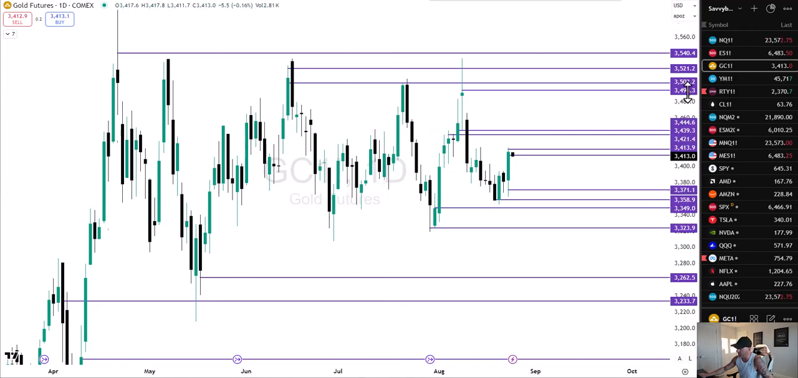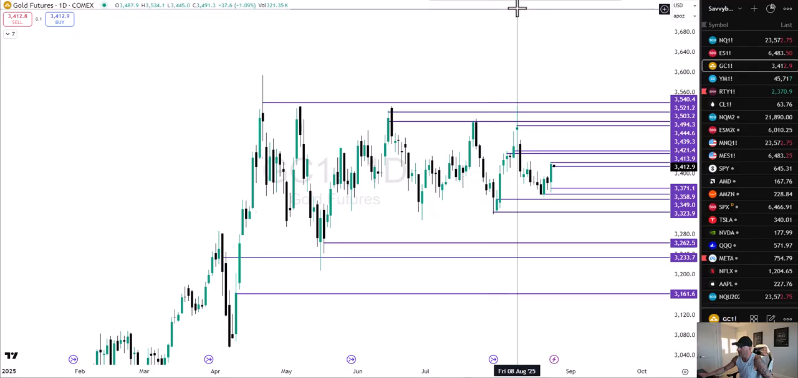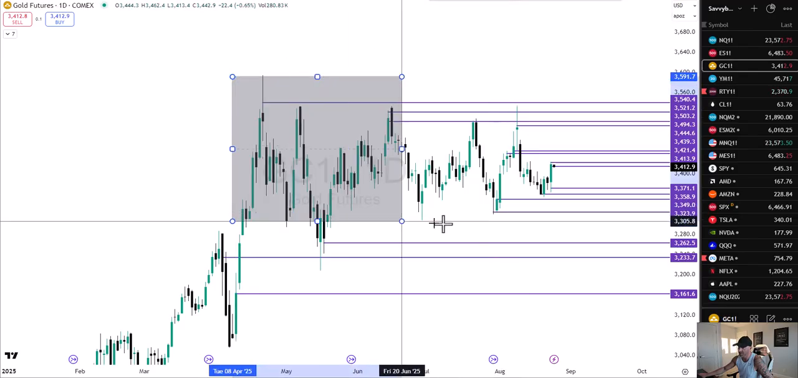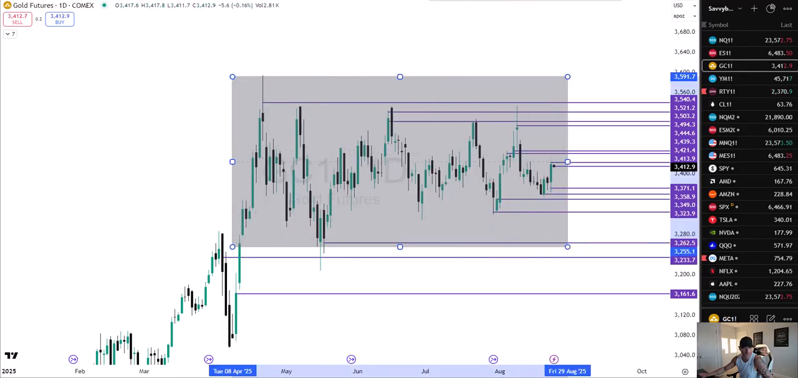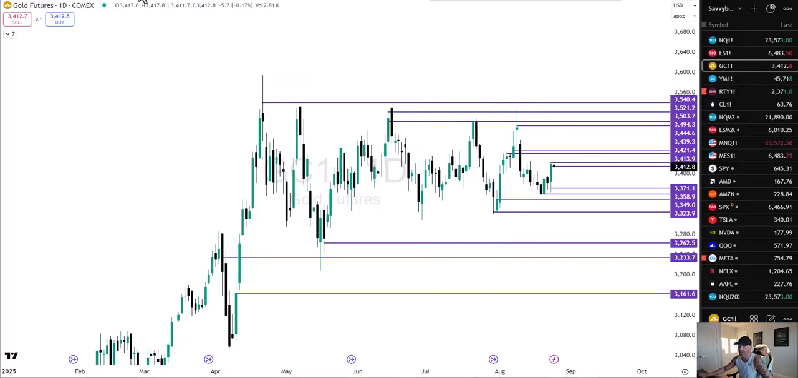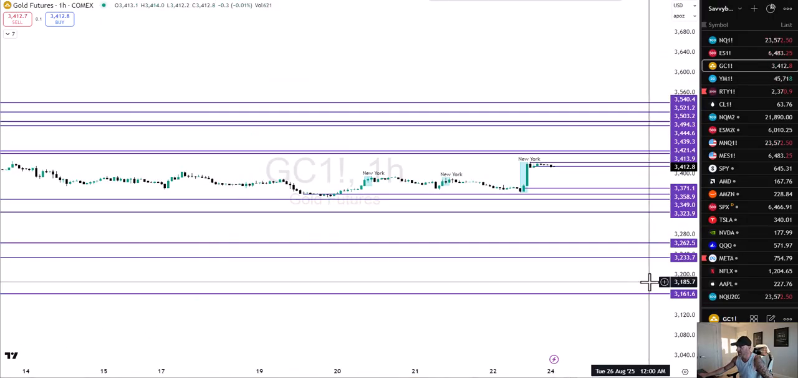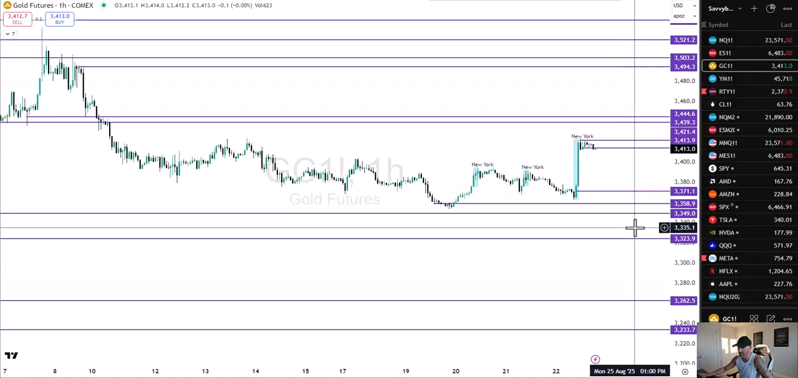Because we're just in consolidation right now on gold. If you actually just look at this, all we're doing is consolidating, right? That's all we're doing. So it's kind of what I got for gold. We'll just see in the morning what happens. The 1 hour, yeah, it's just been consolidating here.